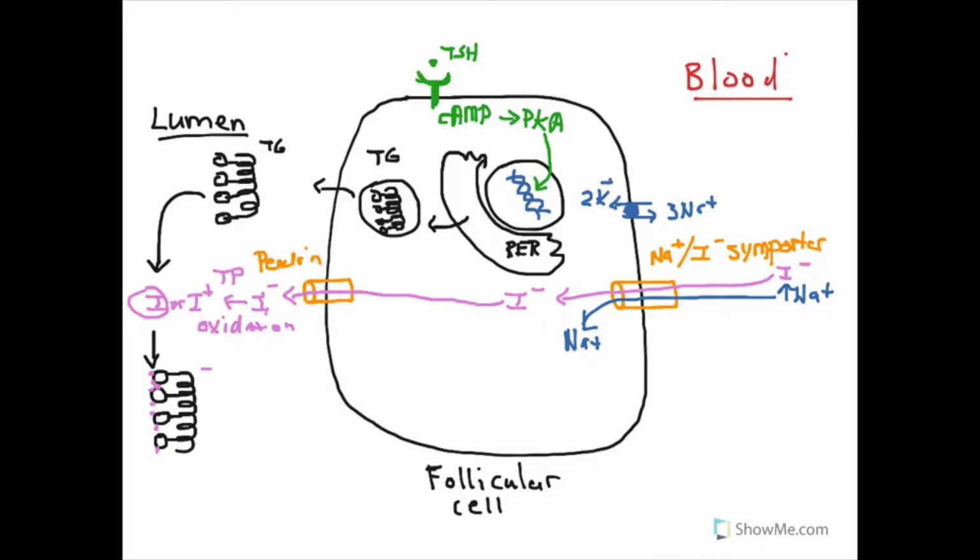This is called iodination. We are iodinating the tyrosine residues. Some are getting only one iodine, some are getting two. Now, what is about to happen is something very fascinating. We're going to take this iodinated thyroglobulin, and we're going to do a little rearrangement.